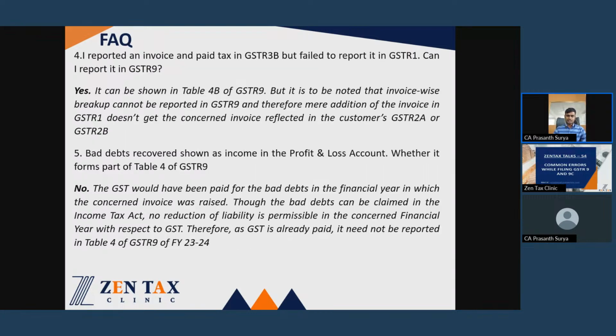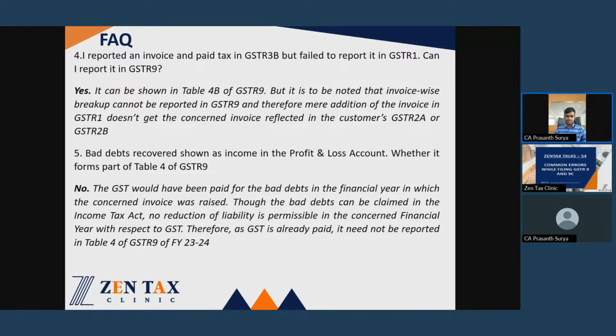Next, I reported an invoice and paid tax in GSTR3B, but failed to report it in GSTR1. Can I report it in GSTR9? The same answer applies here too. You can very well report it in GSTR9, but you can only add the liability or match the liability with GSTR3B. You cannot give an invoice-based transaction in GSTR9. Therefore, the point of getting the invoice reflected in GSTR2B of the customer will not happen through GSTR9 at all.